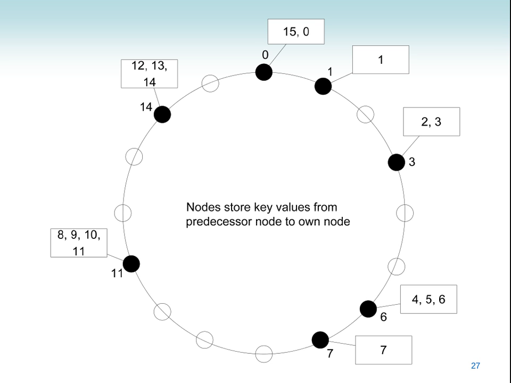Node 7 stores the resource with key 7. Node 11 stores the resource with key 11. But since nodes 8, 9 and 10 do not exist in this peer-to-peer network, node 11 also needs to store the resources with keys 8, 9 and 10. So we get what we have in this slide, the set of keys managed by a particular node. Nodes store key values from predecessor nodes to their own node, predecessors that don't exist.